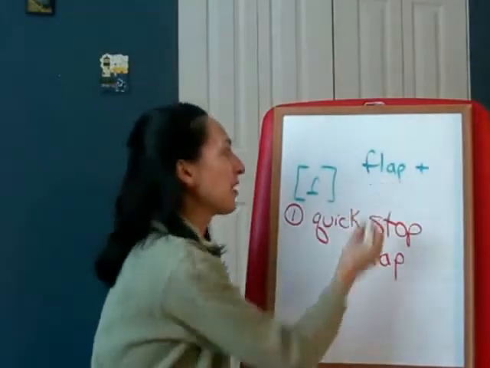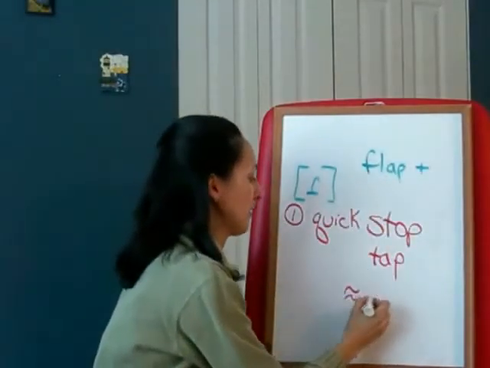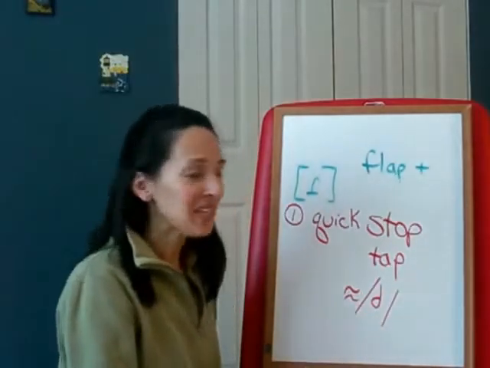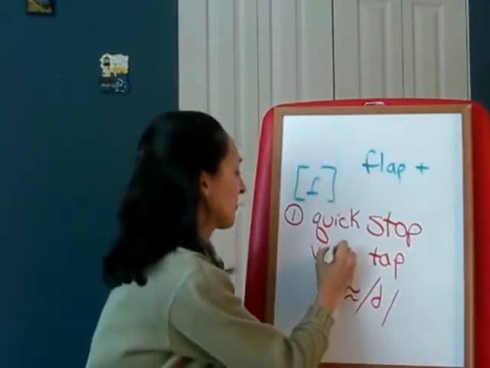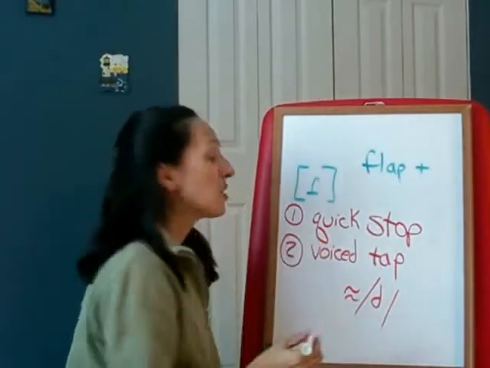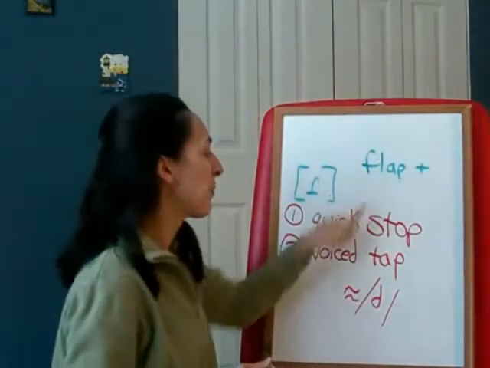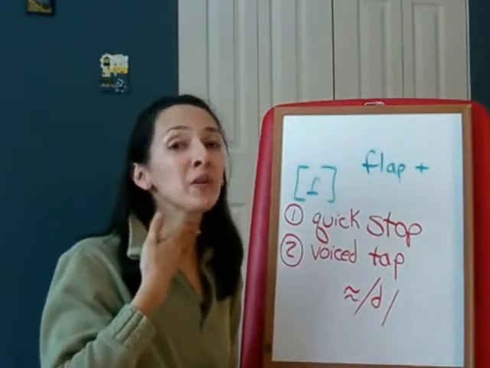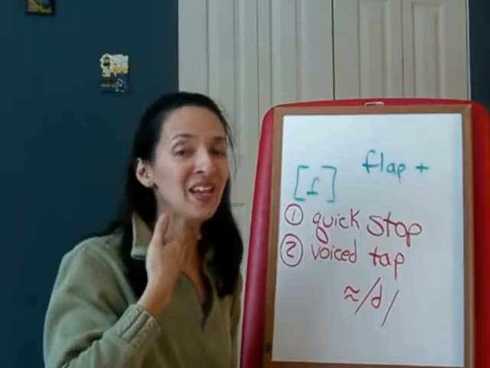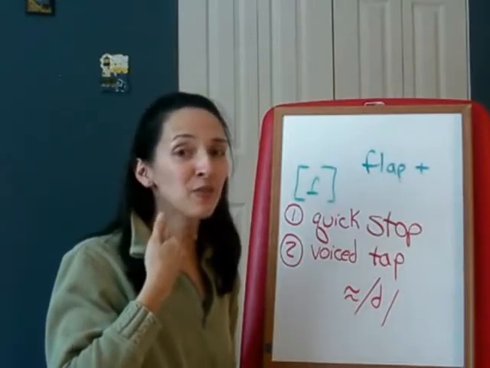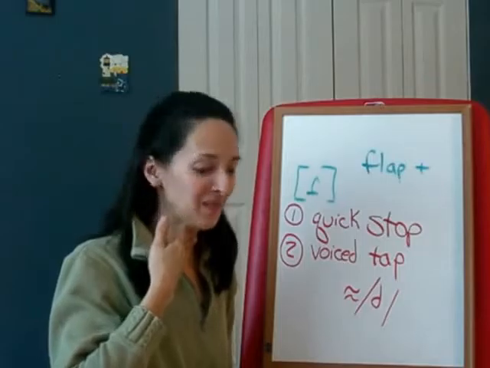Many people compare the flap T to the D sound. The D is a voiced consonant. So we can also describe the flap T as a voiced tap. When you make the flap T, you will feel vibration here. Natalie, Natalie. You're going to feel vibration when you say the flap T.